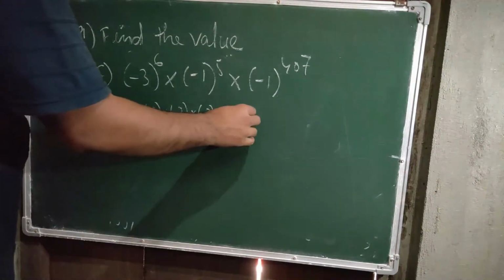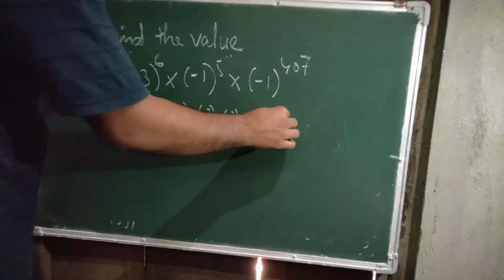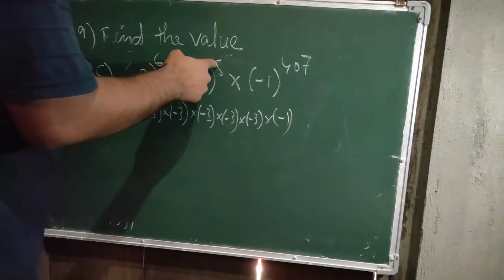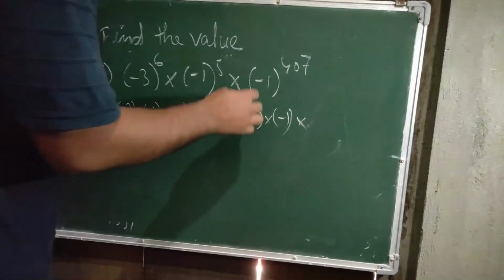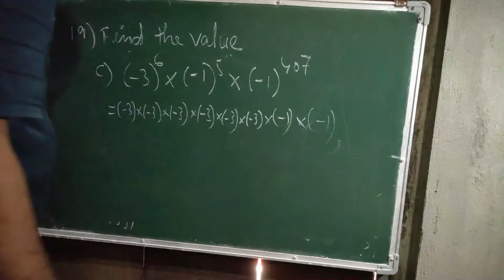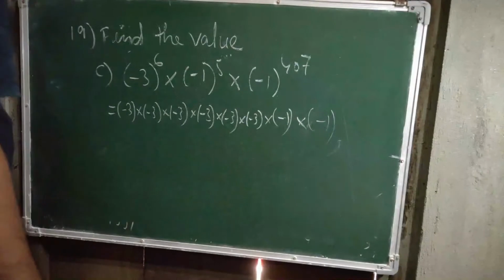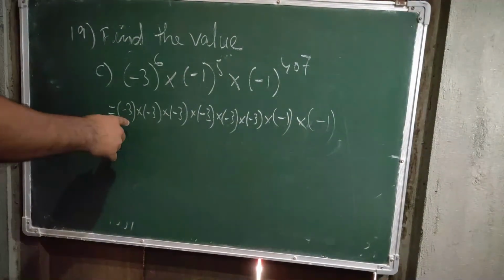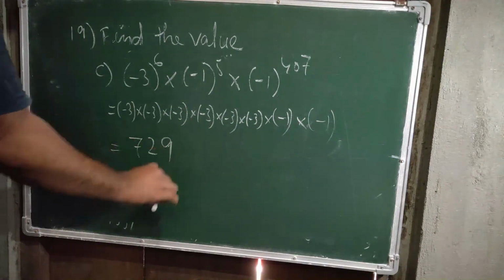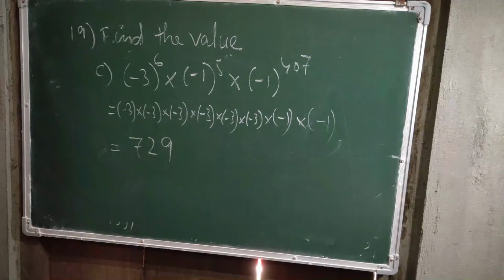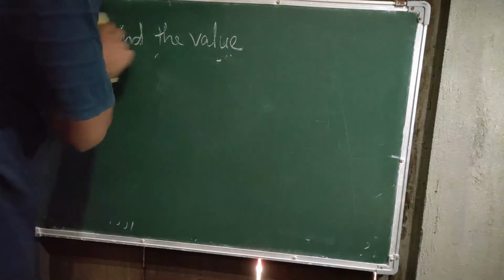One, two, three, four, five. Again six times. Again five. This one, minus 1, will get minus 1 only, because the power is an odd number. So that minus will remain minus. This one also will get minus, because our power is what? The power is an odd number. That's why minus will remain only minus. So when we multiply these all, we'll get 729.